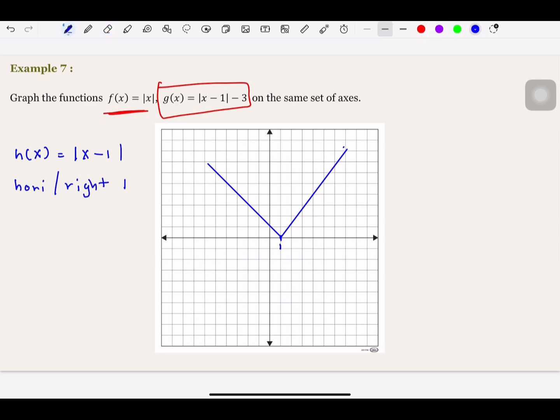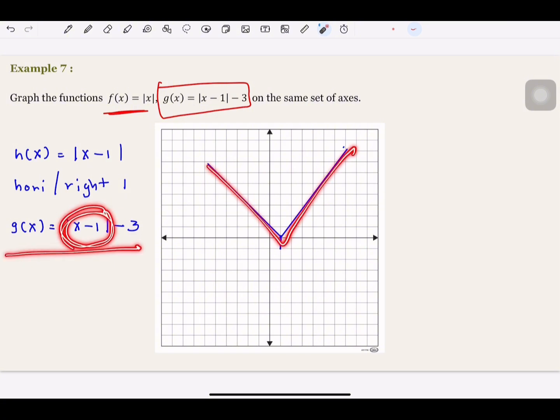So now I need my g of x, which is modulus of x minus 1, minus 3. So I already have this function. In order to get this g of x, I have to do a vertical transformation to this. And the vertical transformation is going to be down. It's because you have a negative here, and it's going to go down by 3 units.